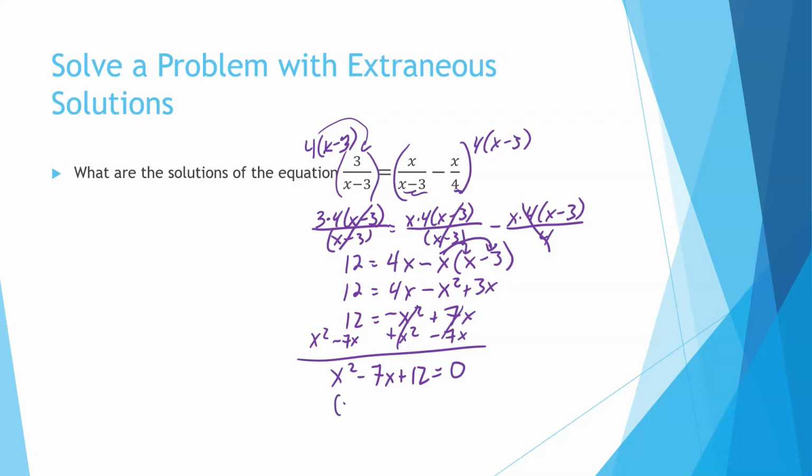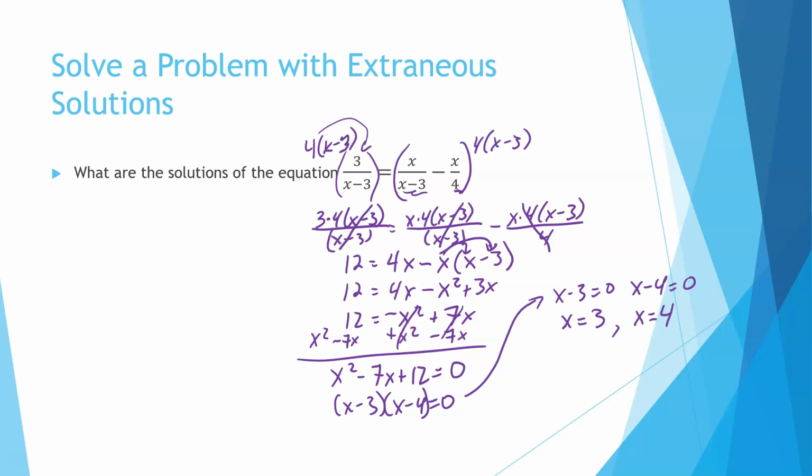Now I'm able to factor this. It's x minus 3 times x minus 4 equals 0. And then I take each factor, set it equal to 0, and solve. Again, this would be another step you're probably not showing as much anymore, which is okay. Oh, that's not a 4. That would be 3. Thinking ahead. And this one would be 4.